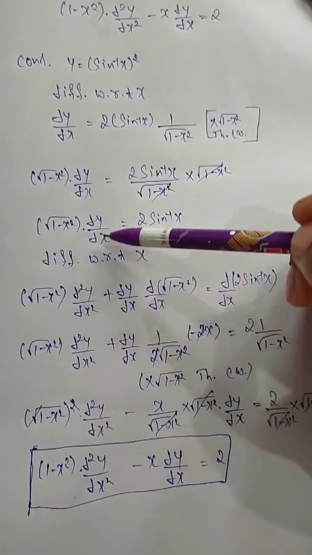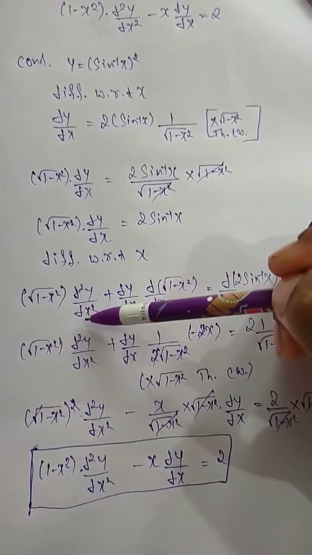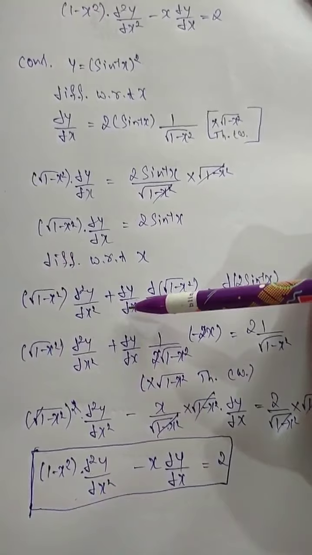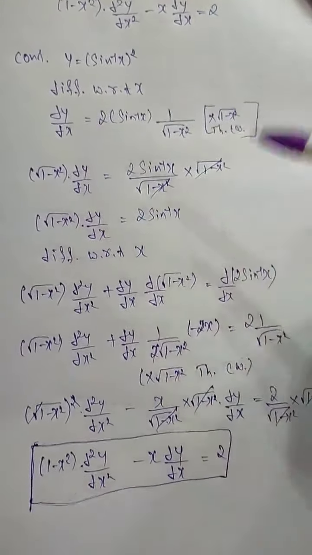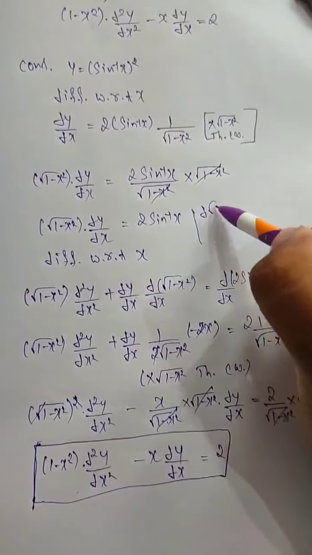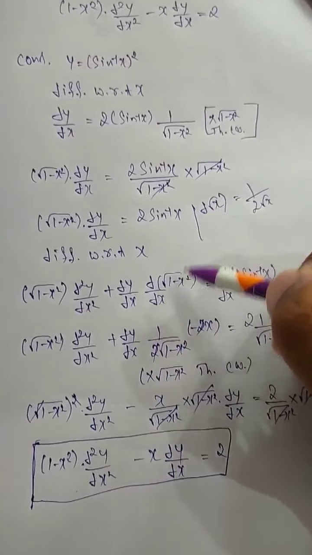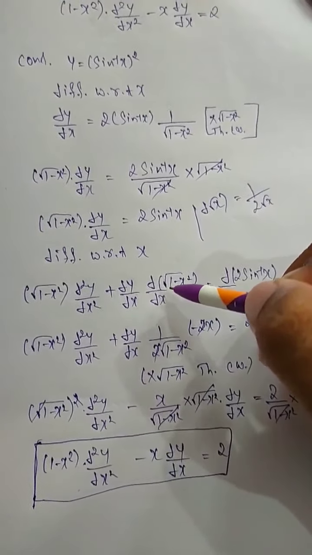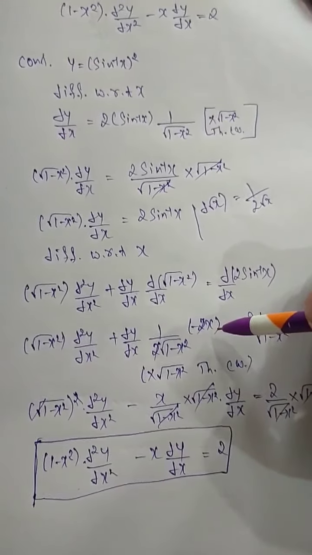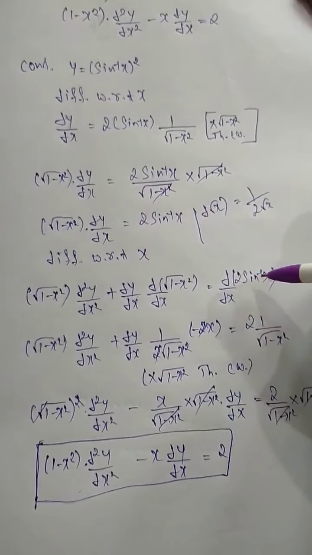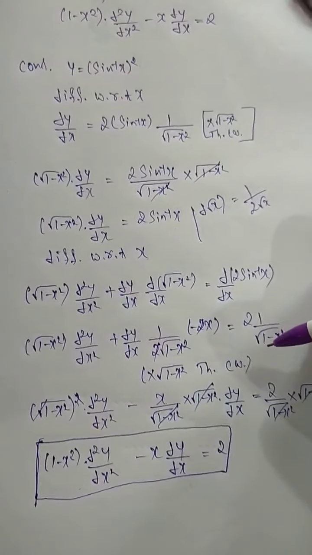Now again differentiate with respect to x. You want to apply the product rule. Here root of 1 minus x square is kept as it is, and the differentiation of dy by dx is d square y by dx square. Dy by dx is kept as it is, and the differentiation of root of 1 minus x square: first differentiate the root. We know the differentiation of root x is 1 by 2 root x. So first we differentiate the root and then the function. The differentiation of the root is 1 by 2 root of 1 minus x square, and again the differentiation of 1 minus x square is minus 2x. Here 2 is a constant. The differentiation of sin inverse x is 1 by root of 1 minus x square. Here the differentiation is completed.